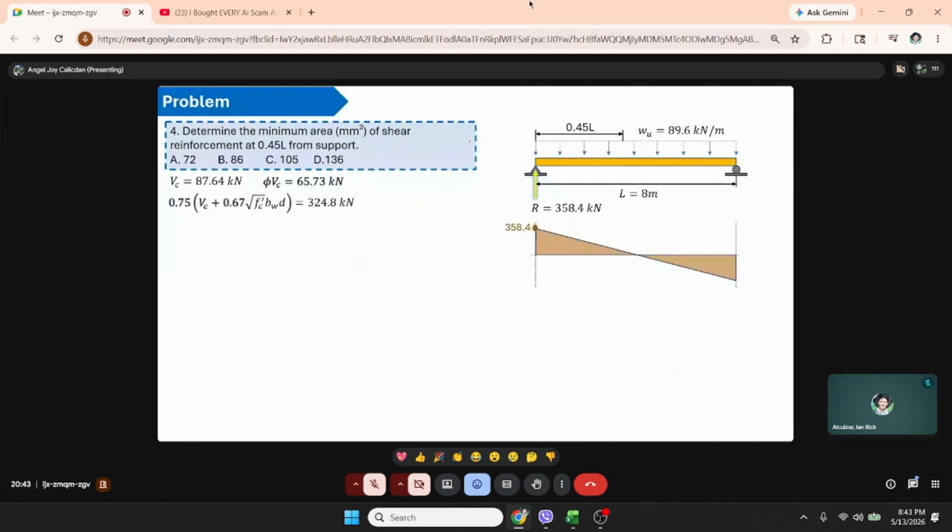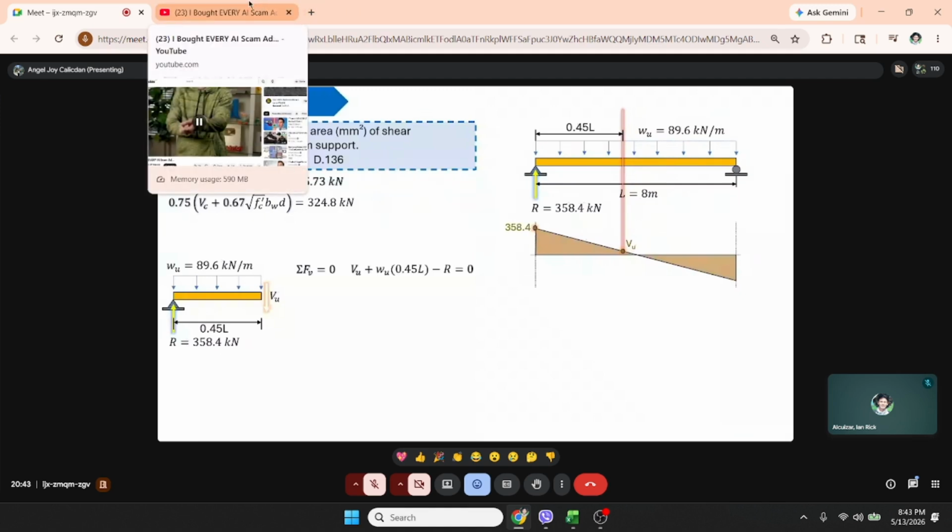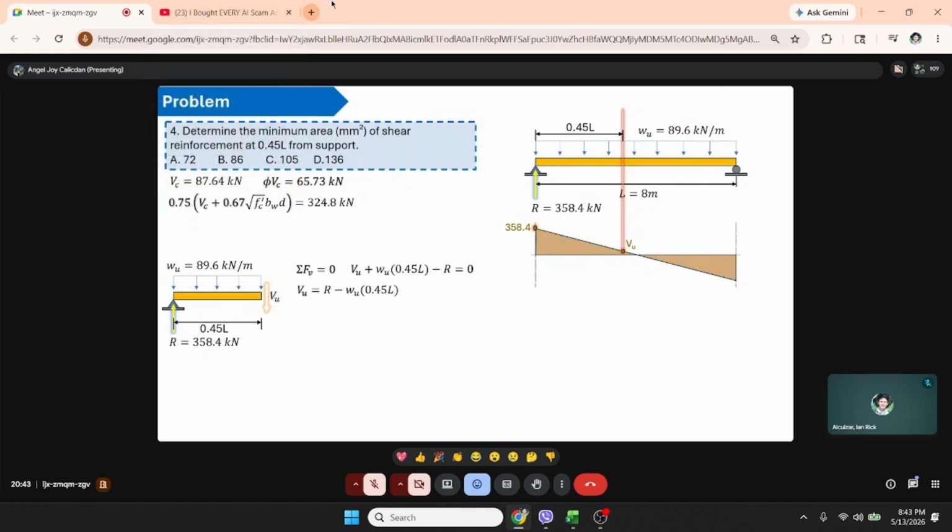And for part 4, another location na pod, 0.45 L. So hapit na siya magkatunga. So mag-cut ta here to get Vu. Sum up force vertical equal to 0. Vu plus wu times 0.45 L minus R is equal to 0. Rearranging and isolating Vu. And calculating for Vu, we get 35.84 kilonewton.